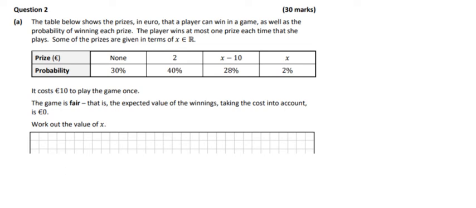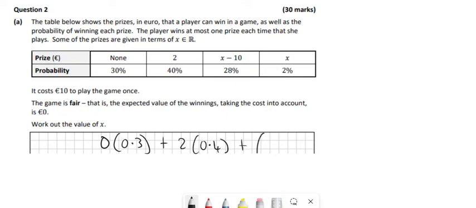We just have to find the x within the question here. I'm just going to multiply each prize by its probability. So the first one is just 0 multiplied by 0.3. I'm just changing to a decimal just to make it look a bit easier. Then I'm adding on, so next one is 2 multiplied by 40%, so that's 0.4. Plus the next prize is x minus 10, whatever that is.